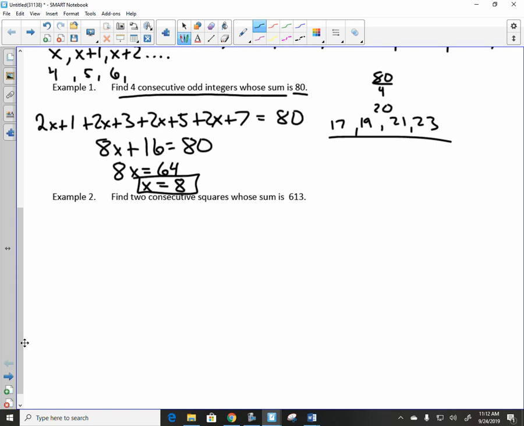Is that my answer? Why? Yeah, that's simply what's going to generate the answer. x equals 8, I plug that back in. 2 times 8 is 16 plus 1 is 17. And then from there, it's easy to generate the others because they are simply consecutive. That's my answer.